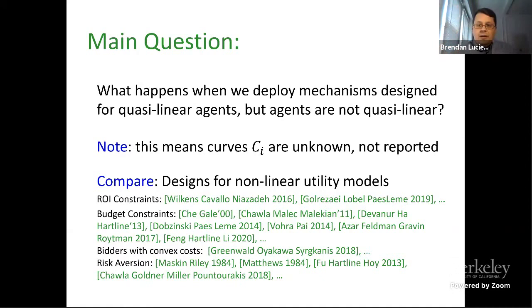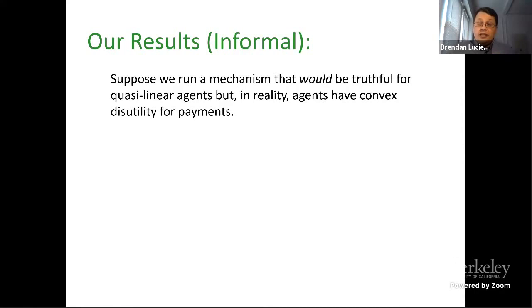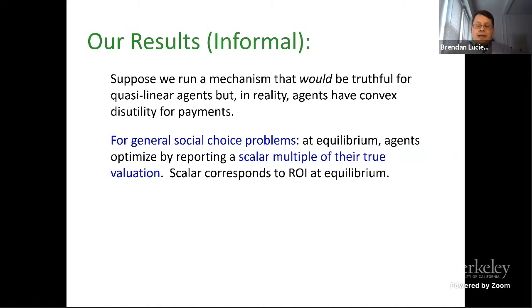So certainly we lose truthfulness. The mechanisms aren't even direct revelation anymore. The agents aren't expressing their utilities to us. But our first and main result is that at the equilibrium behavior, there's some nice structure that pops up. So for a general class of social choice problems, much more general than this additive case I started with, at equilibrium, the agents will have best responses where they take their valuation functions and scale them by uniform factors. So people might not report them truthfully, but they'll scale them down by some uniform factor.